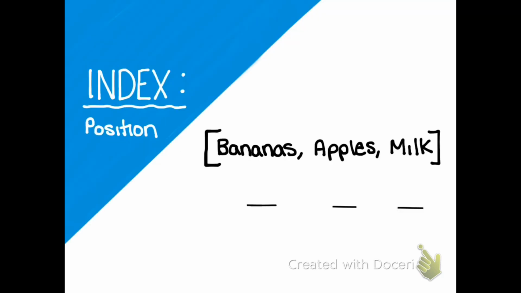In arrays, we use index to describe the position of an item in an array. However, in computer science, we always start counting with 0, not 1. This means that the first item has an index of 0. The second item has an index of 1, and the third item has an index of 2.